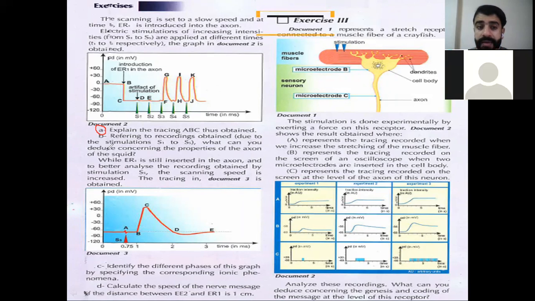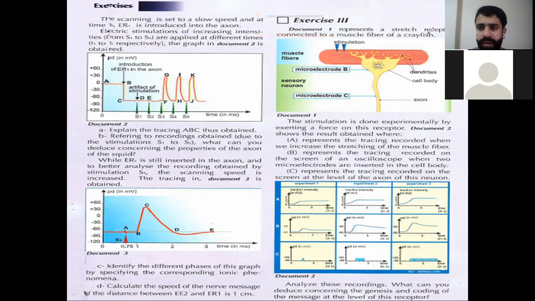No, no. Start immediately after applying S1. Even though you can add two together, start from here. Forget the phase ABC. Start after applying the stimulation of intensity S1 and then continue. Okay?